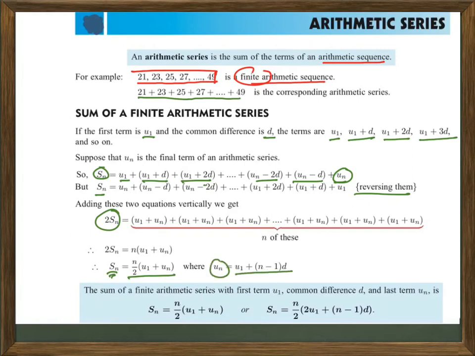Un is u1 plus (n minus 1) into d, because un is the nth term, and we know that the nth term is first term plus (n minus 1) into d. So what is the general term here? We got it. The sum of the nth term in an arithmetic sequence is n by 2 into (u1 plus un), or we can say n by 2 into (2u1 plus (n minus 1) into d). Both are the same, this formula is just expanded from the first one.